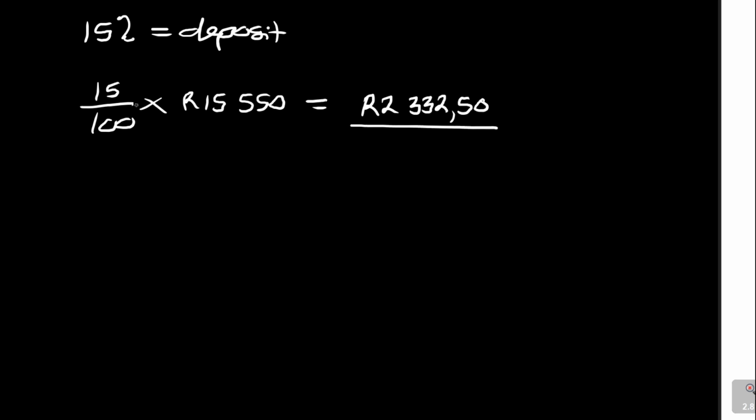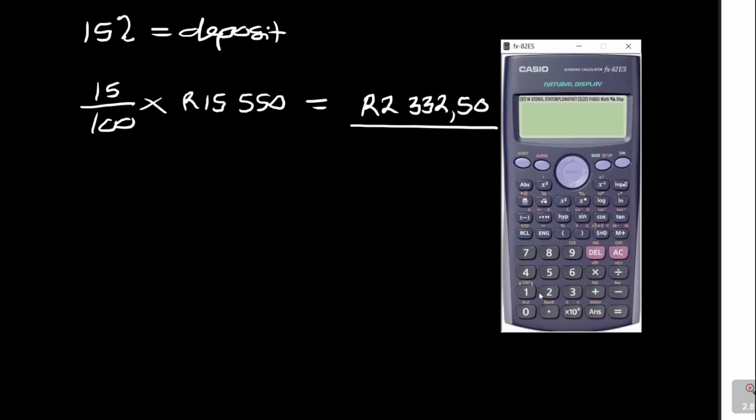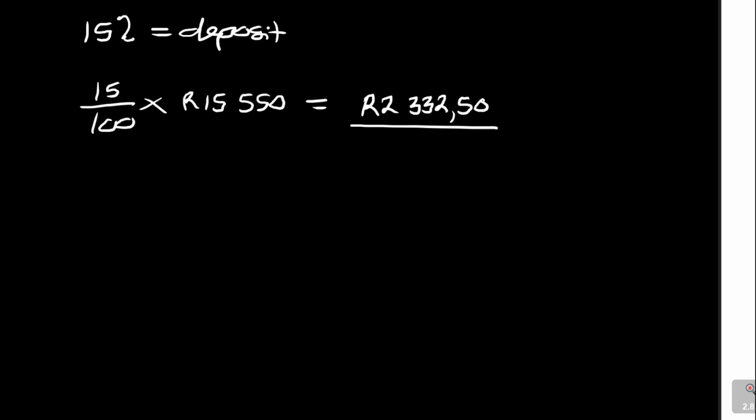Let me just check again. I hope I didn't make errors there. We said 15%, times 15,550. All right, so 2,332.50. This is the cash amount, by the way. Don't forget, this is the cash you must take with you if ever they are going to give you the fridge.